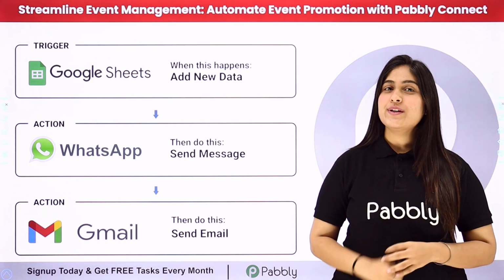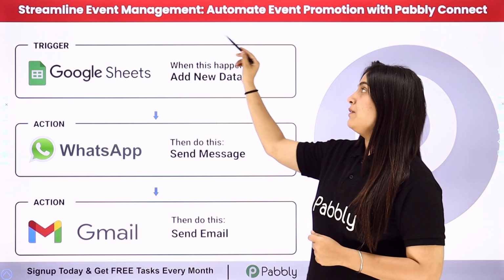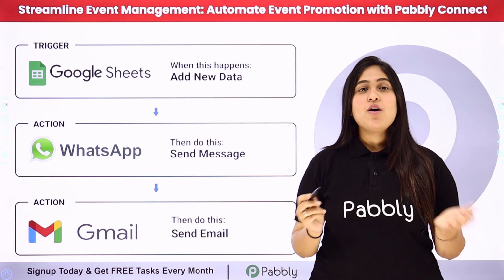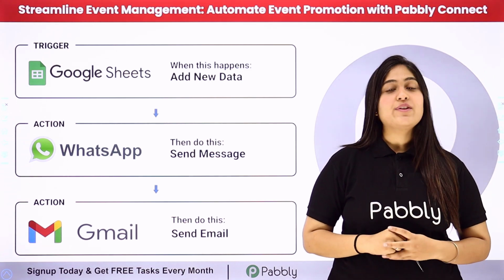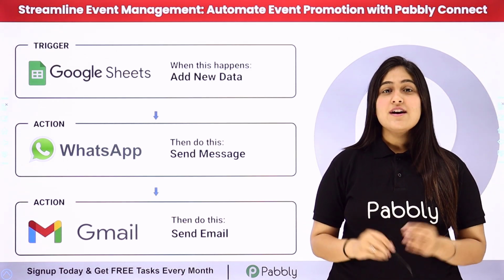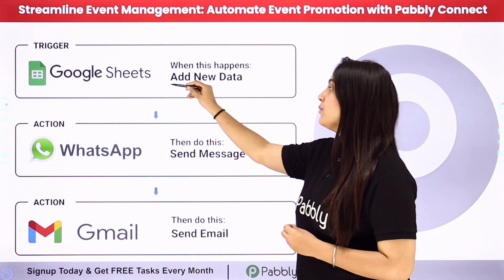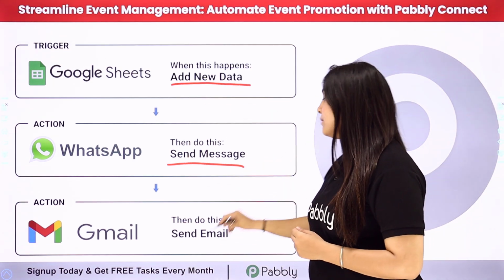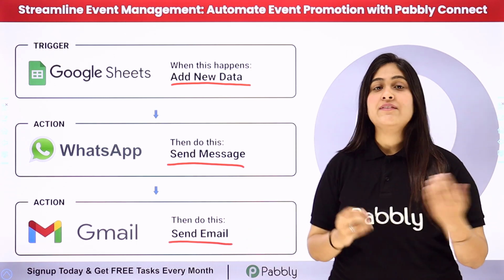So in this video we are going to learn how to streamline event management and automate event promotion with Pabbly Connect. Here I am organizing an event, and for that I have created a spreadsheet using Google Sheets. In this case, I want that whenever new data is added in my Google Sheets, a WhatsApp message and email should automatically be sent to my customer with the event brochure.